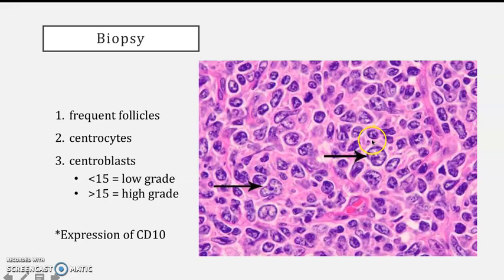And centroblasts are enlarged activated B cells, and the number of centroblasts can correspond with how severe the cancer is progressing in the patient. So in a microscopic field view, if there are less than 15 centroblasts, that's considered a low grade. If there's more than 15, that's considered a high grade. And FL also expresses CD10 on its surface, and the CD10 protein is an important target that I'm going to talk about later on.